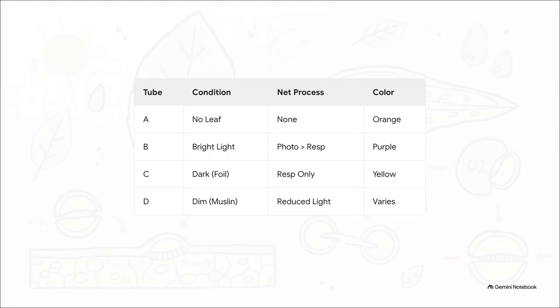The results perfectly back up our rules of diffusion and respiration. The leaf sitting in bright light heavily absorbed CO2 for photosynthesis, turning its liquid a deep purple. But the leaf trapped in the dark foil? It couldn't photosynthesize at all. It could only respire, so it flooded the tube with carbon dioxide waste, turning that indicator a bright acidic yellow.